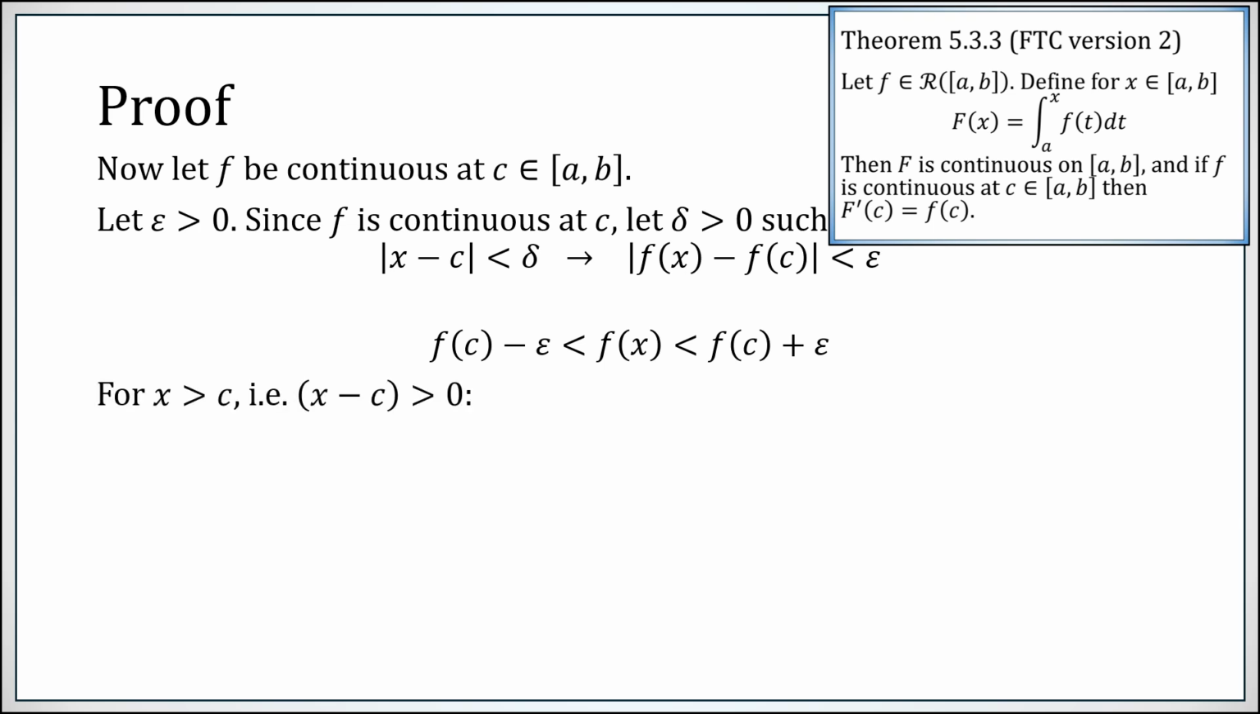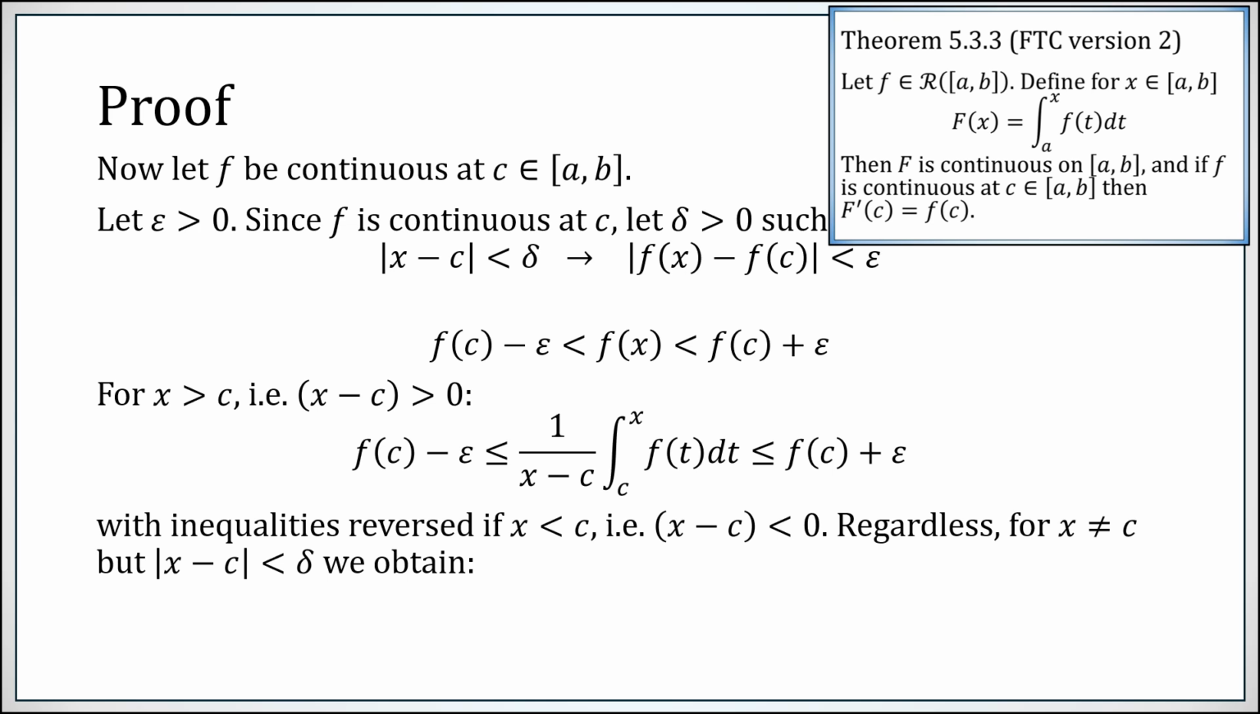So when x is bigger than c, in other words, when x minus c is positive, we can establish the following. The integral from c to x of f of t dt, now since f of t is in between these two constants, the value of the integral is in between those two constants times the length of the interval x minus c. Since that is positive, I can divide that positive quantity over here without flipping the direction of any of our inequalities.